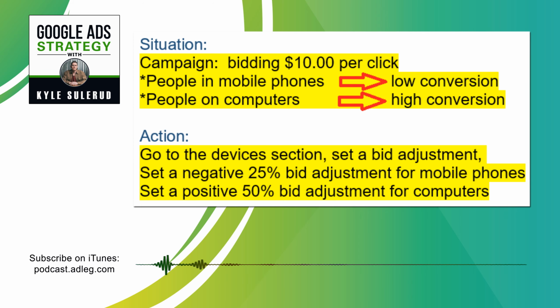We can also increase bids. So another option would be to increase bids on computers. So let's say we do a plus 50% bid adjustment for computers. So now instead of a $10 bid, if someone's on a computer, we would be bidding $15 for that click. We've added 50% to the base bid.